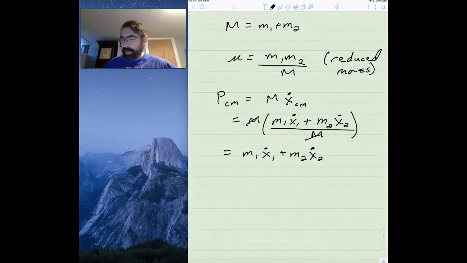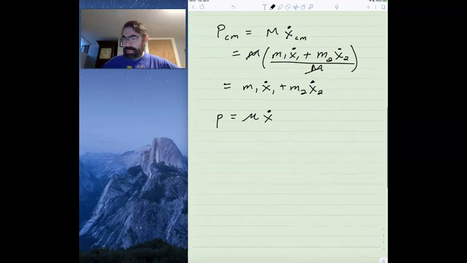For the reduced momentum, we get the reduced mass times the velocity of the reduced coordinate. Okay, so now we've got position, we've got momentum. We now have essentially the operators that we need to apply to the problem. So what we can do is now rewrite the Hamiltonian.